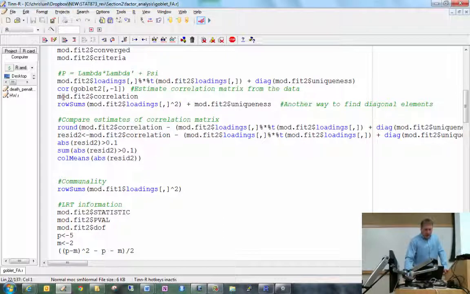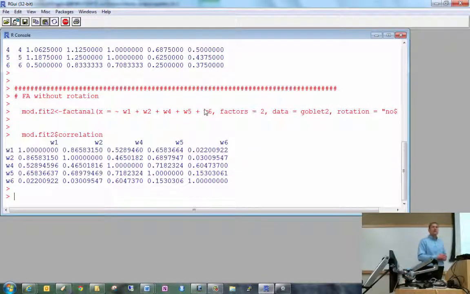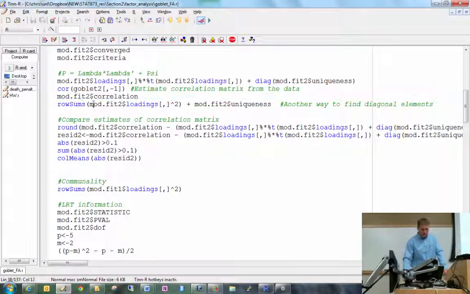So, first of all, how can we find the estimated correlation matrix using the stuff that we learned with the data distributions and correlation section? Well, it happens to be given to us in the results for our factNL model. If we put the results in mod.fit2, we can extract the correlation component, and there's our estimated correlation matrix. So this is R.